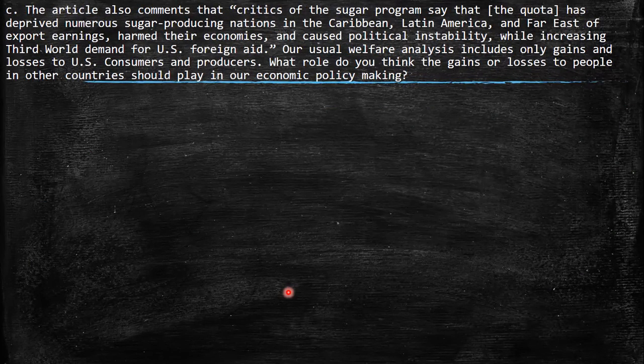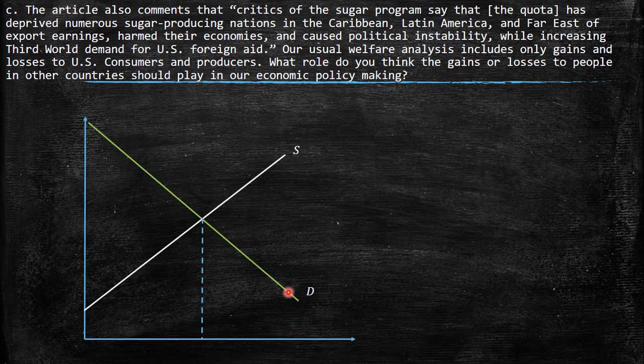So see, the article also comments that critics of the sugar program say that the quota has deprived numerous sugar-producing nations in the Caribbean, Latin America, and Far East of export earnings, harmed the economies, and caused political instability while increasing third world demand for U.S. foreign aid. Our usual welfare analysis includes only gains and losses to U.S. consumers and producers. What role do you think the gains or losses to people in other countries should play in our economic policy making? So here is the analysis.